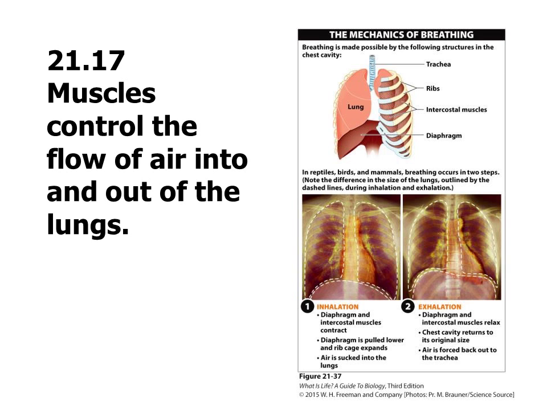What controls the flow of air into and out of the lungs is what we'll talk about next, and that structure is the diaphragm, which is a really thick muscle. In reptiles, birds, and mammals, breathing occurs in 2 steps, inhalation and exhalation. The chest cavity is bordered on the bottom by a large sheet of muscle called the diaphragm, which separates the chest cavity from the abdominal cavity.